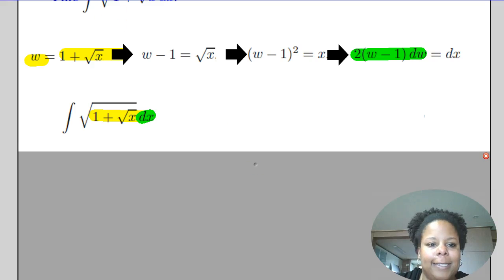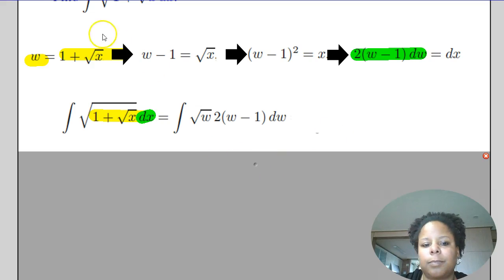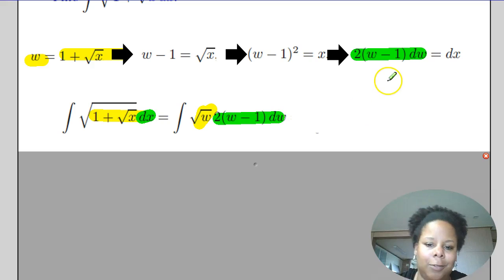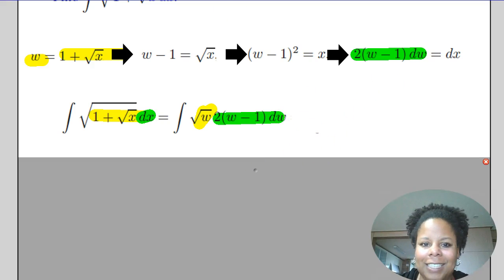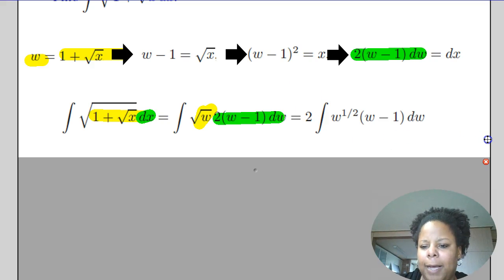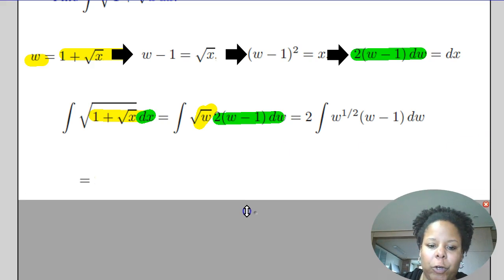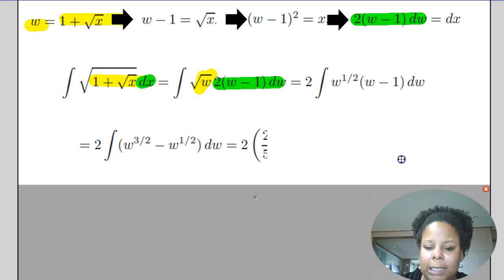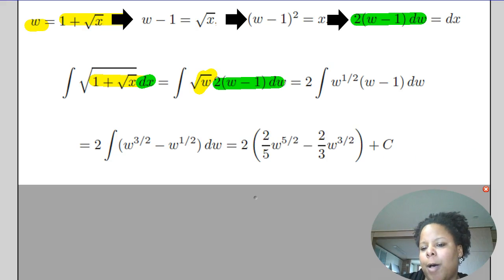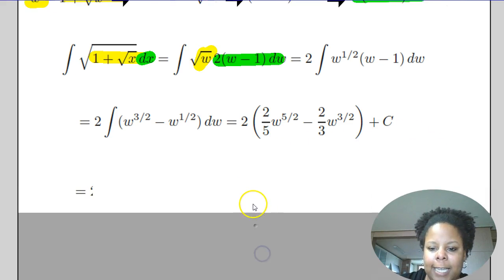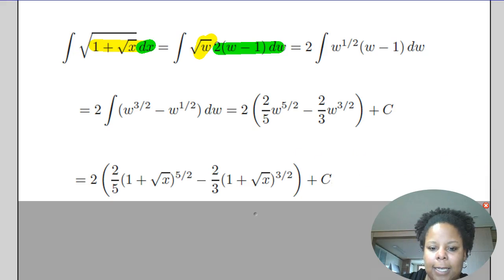So if that's the case, now this problem becomes this. As you can see, w, square root of w, and then 2 times w minus 1 dw. Tricky, isn't this? I know it is. And then we can integrate that by simplifying into terms that we can algebraically integrate, and then using our popular or elementary integrals come up with an answer, and then replace that answer in terms of x, and voila, you have your answer.